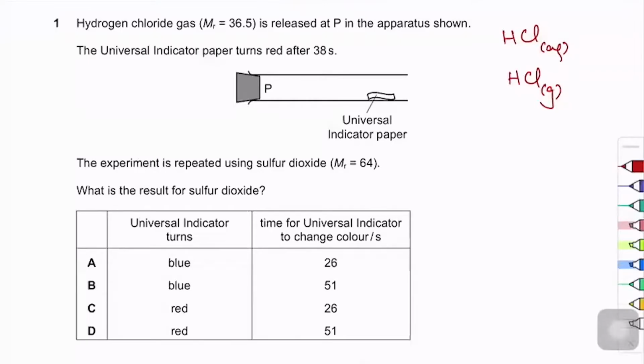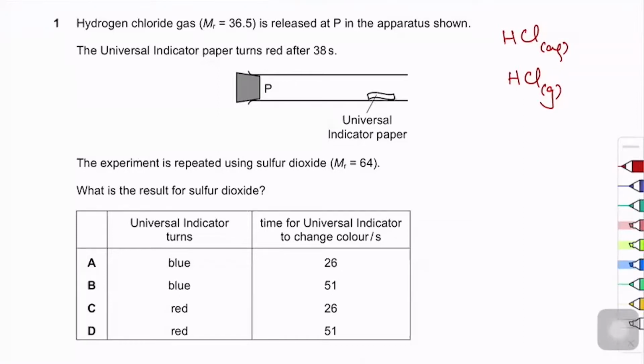All right. So what is the result for sulfur dioxide? We know hydrogen chloride is going to travel from P to universal indicator. What is that process called by which this is traveling? Diffusion. Yes, very good. And what is the reason diffusion happens?